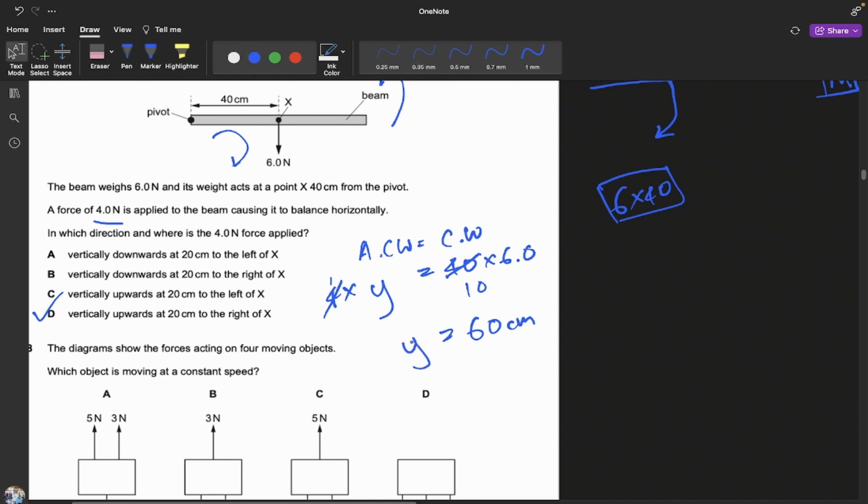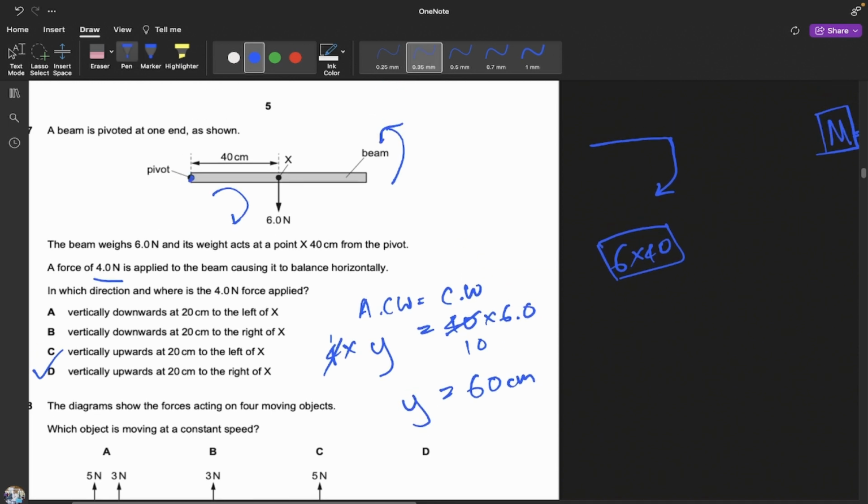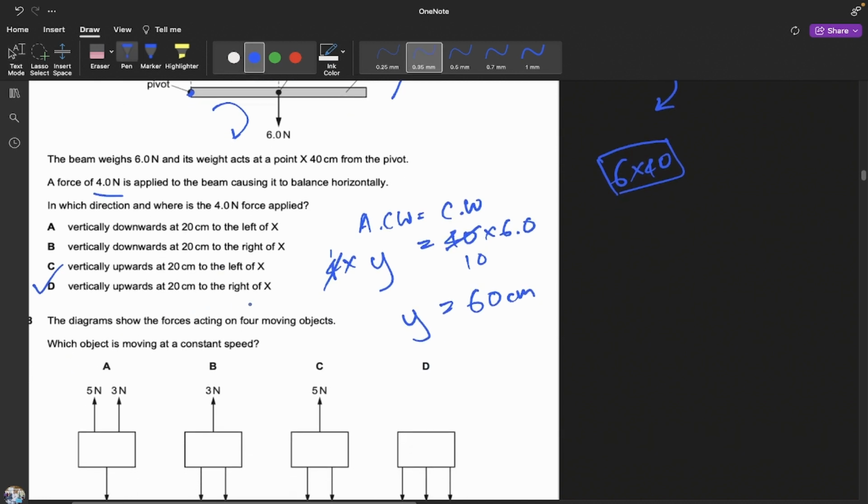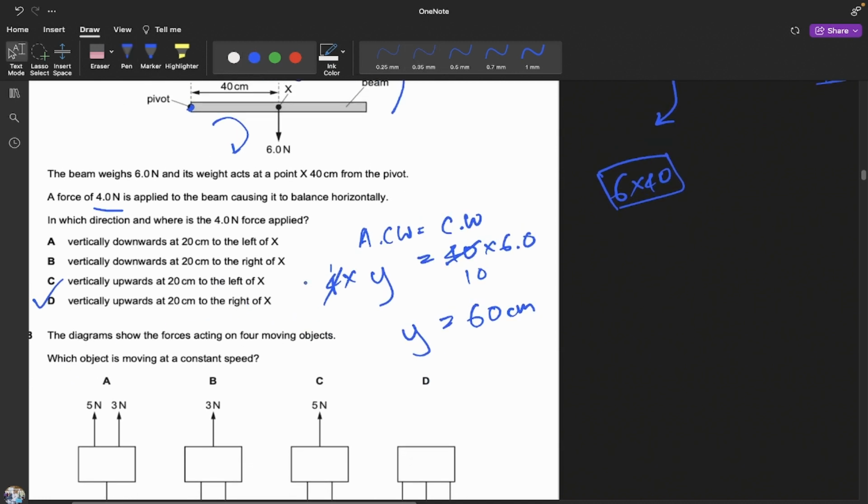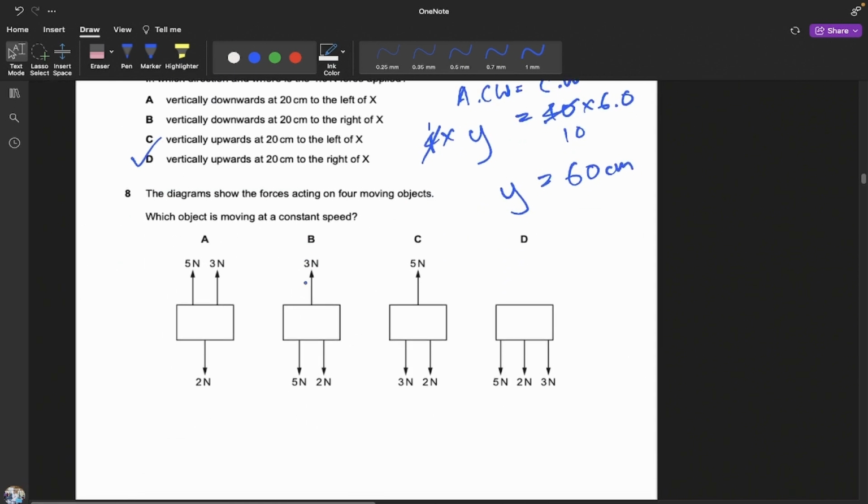Remember, 60 from the pivot. Here 40 is gone. So what remains? 20 centimeters. 20 centimeters to the right and it should be acting upwards. So let's say in an instant you can't predict the direction of it. In that case, if you use the equation, you will get a minus value. As soon as you get a minus value, it means the answer is in the opposite direction to what you took. Okay, that's not a hard part.